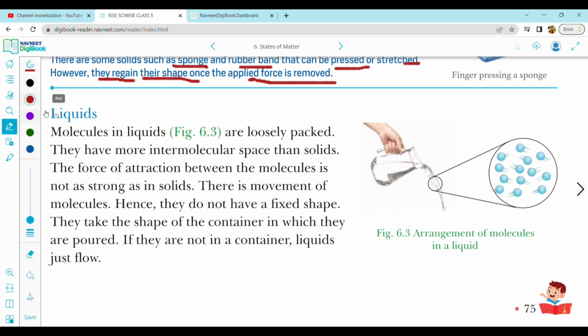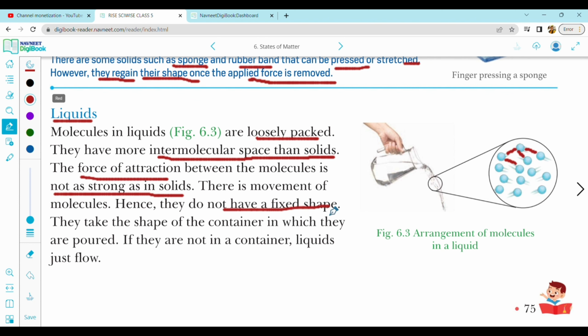Next is liquids. Molecules in liquid are loosely packed. You can see the molecules have more gap in liquids as compared to the solid. They have intermolecular space more than solid. Force of attraction between the molecules is not as strong as in solid.